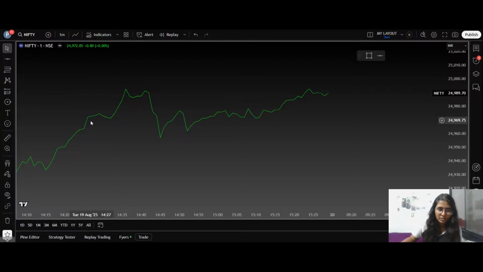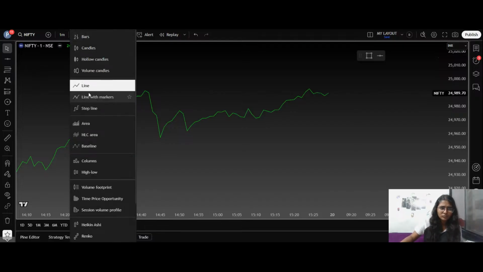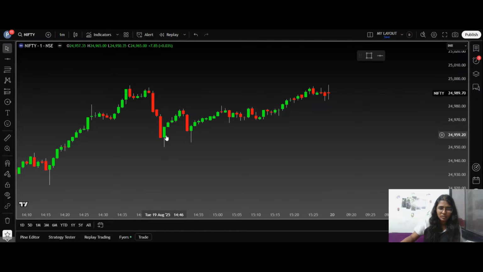This is a line chart. When I move the arrow here, you cannot see open, high, low, close written here, right? You just see a single price point. So suppose this is 245. If I put a candle, this is also 245. So which price is there? 24957.15. This is the closing price.